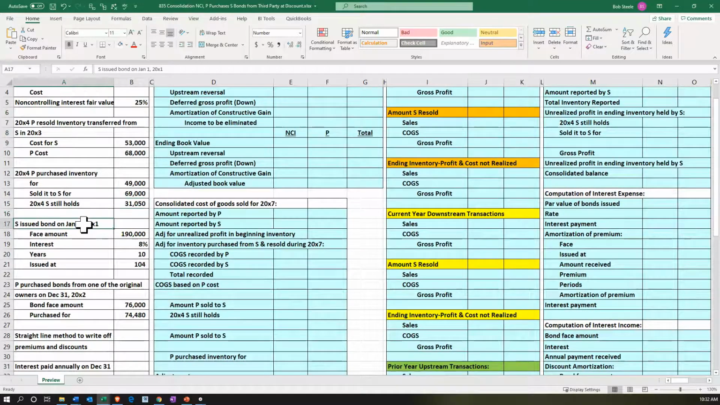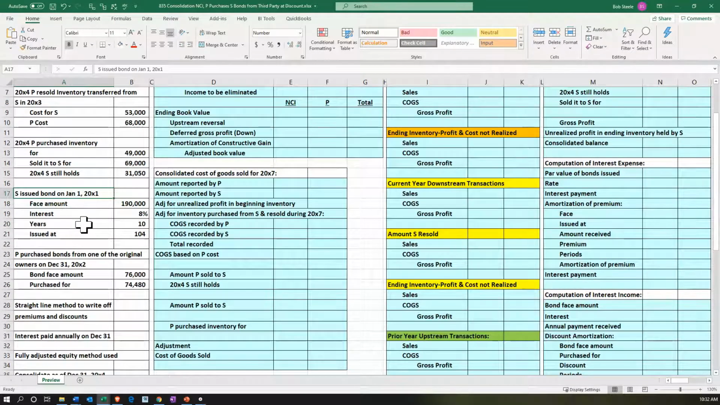And then we have the newer thing that we're going to be throwing into the mix. S issued bonds on January 1st, 2000 x 1, so not in the current year, in a prior year. The face amount 190,000. Interest 8%, 10 years, issued at 104. So notice they issued the bonds. They didn't issue them to P, however. This isn't a bond that went directly to P. They simply issued the bonds.